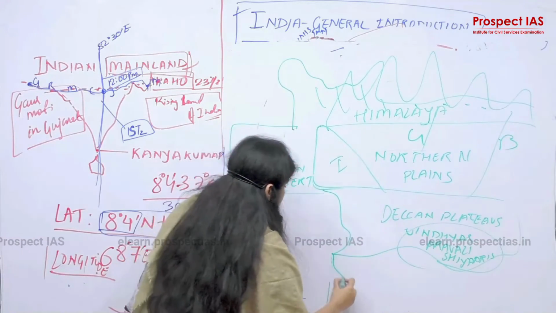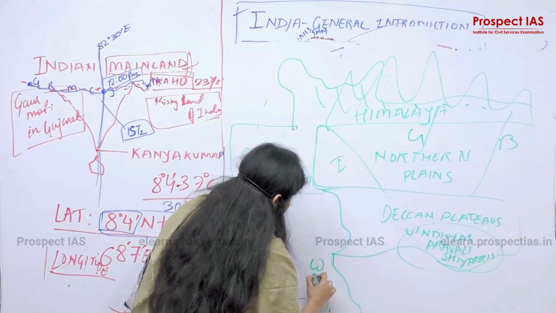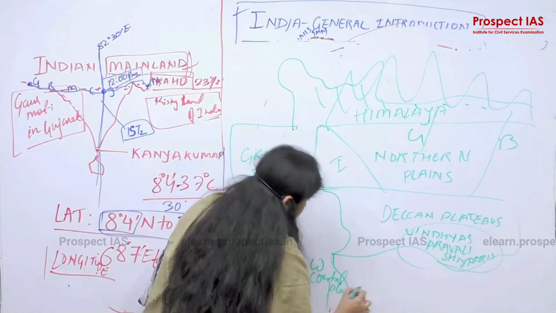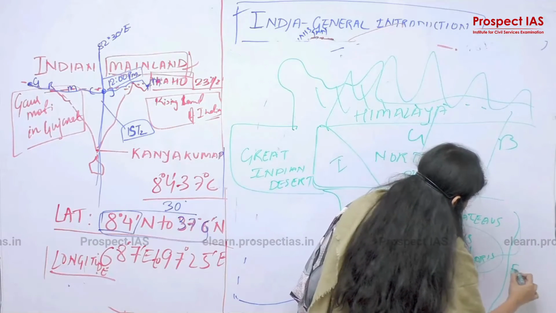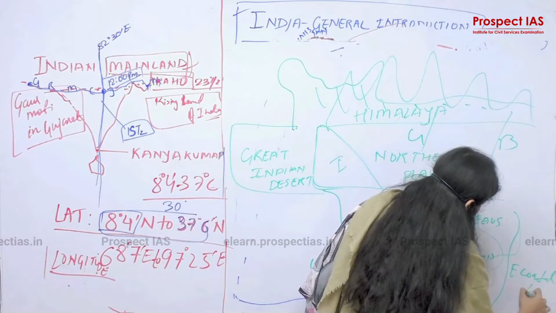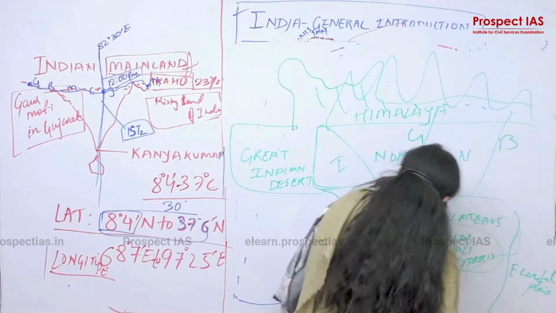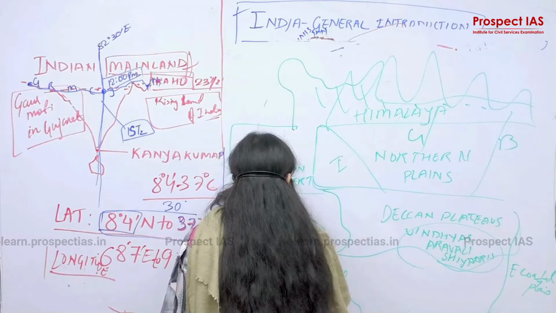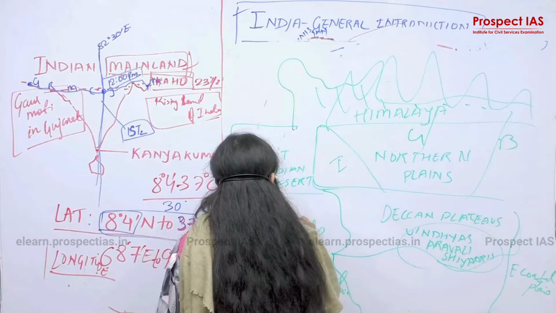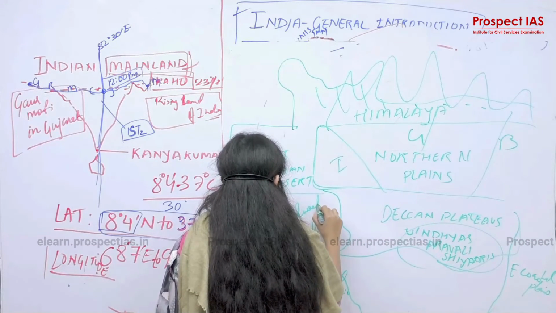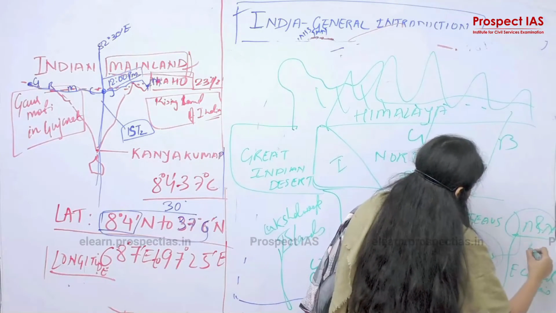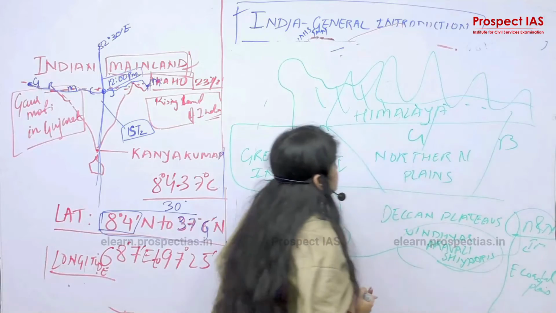Then you have your coastal plains. So you have your western coastal plain. Then you have your eastern coastal plain. Then you have your islands, that is Lakshadweep and Andaman and Nicobar Islands. All right. So this is all we need to study.